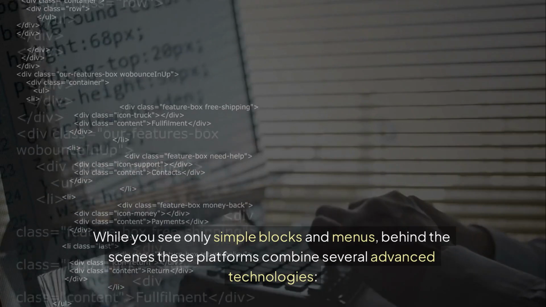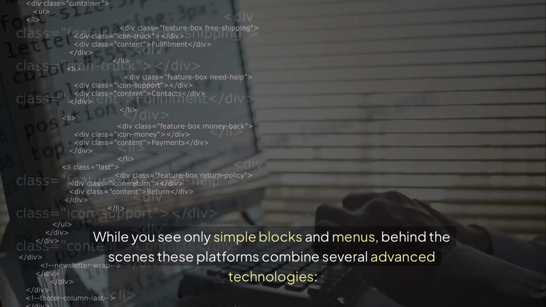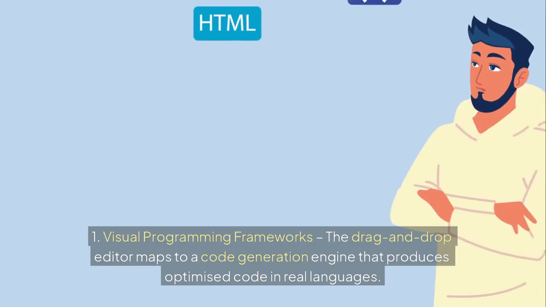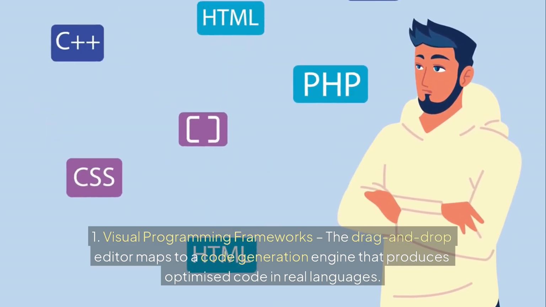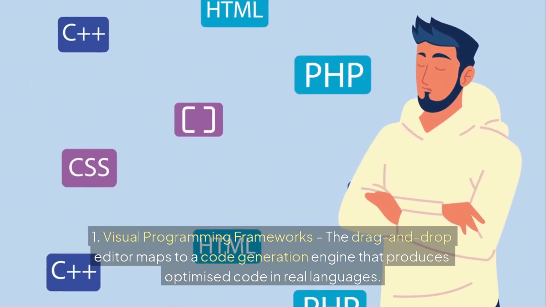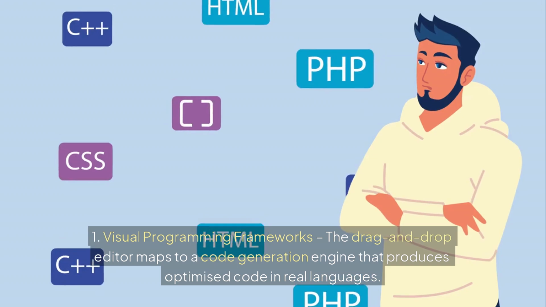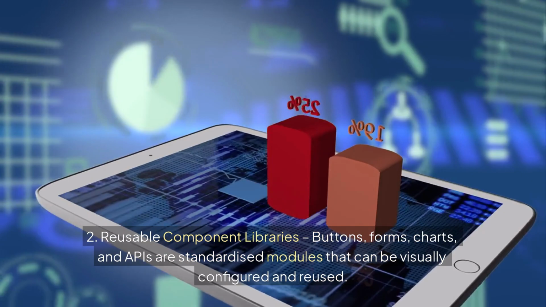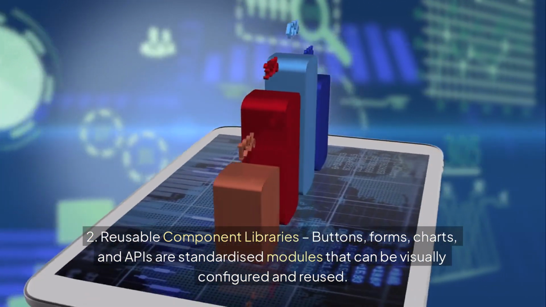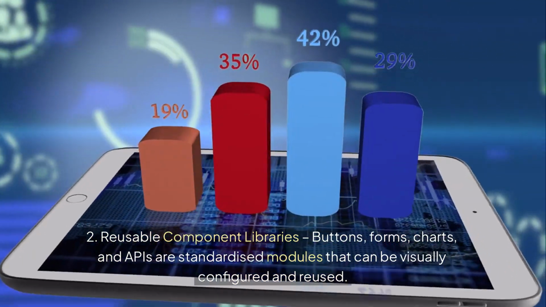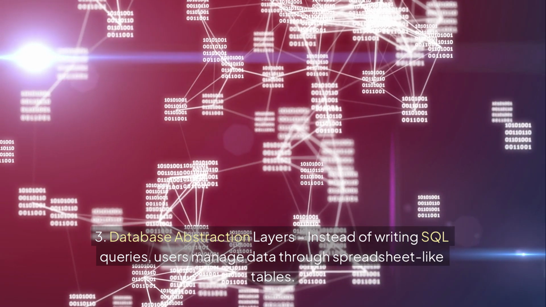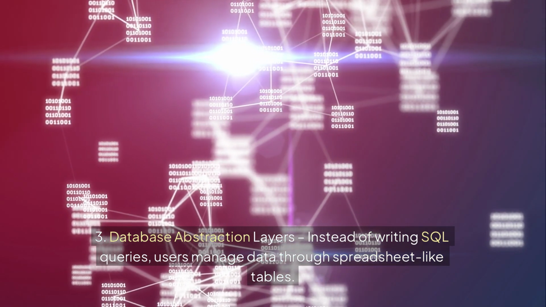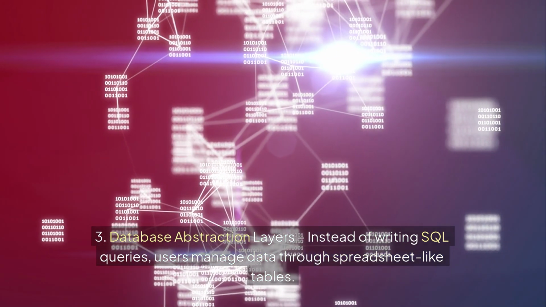The technology behind no-code platforms. While you see only simple blocks and menus, behind the scenes these platforms combine several advanced technologies. 1. Visual programming frameworks. The drag-and-drop editor maps to a code generation engine that produces optimized code in real languages. 2. Reusable component libraries. Buttons, forms, charts, and APIs are standardized modules that can be visually configured and reused.